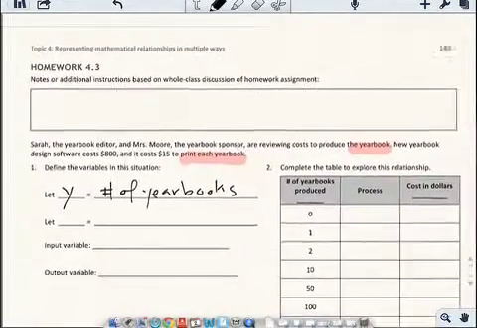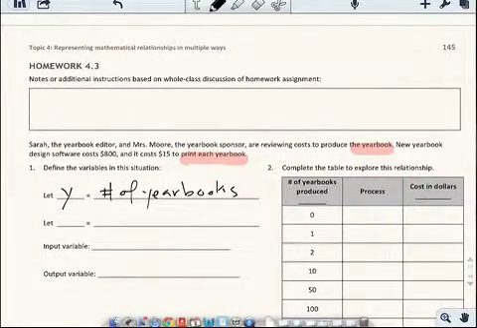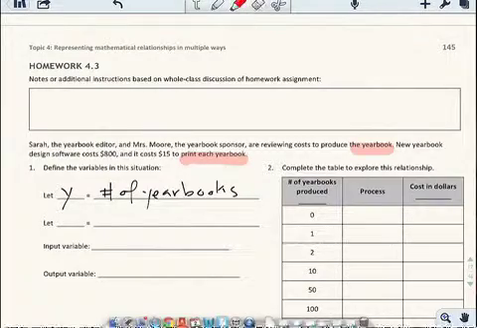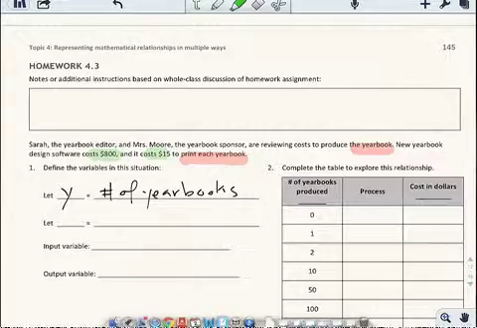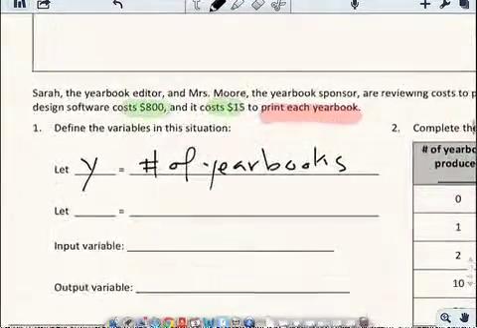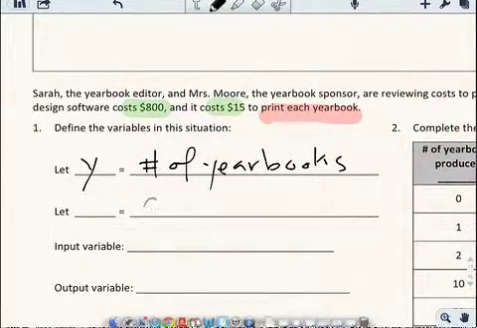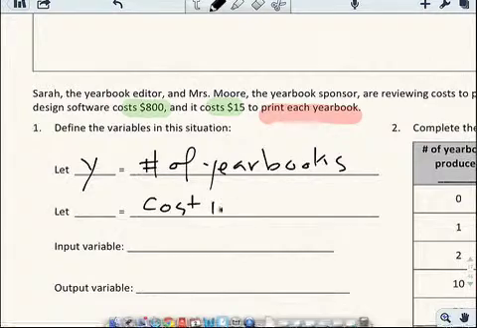All right, so new yearbook design costs $800. I see money in here as well. I'll highlight that in green for money. And so I think the other one better be cost in dollars. And let's just call that C.